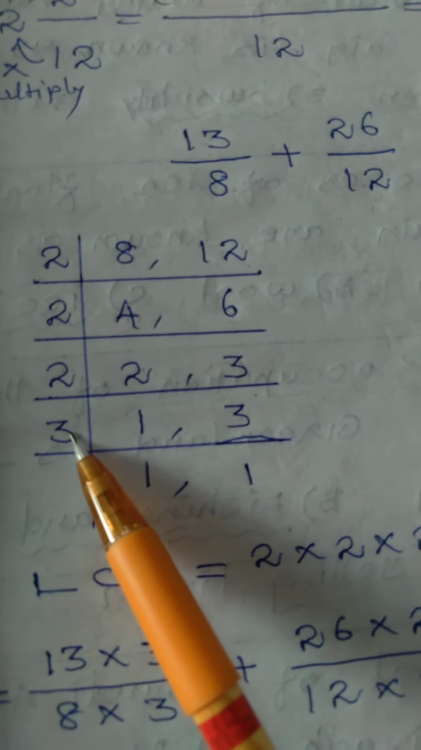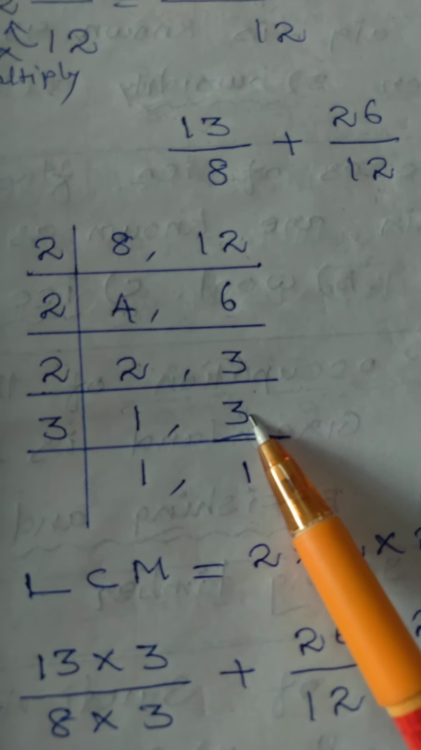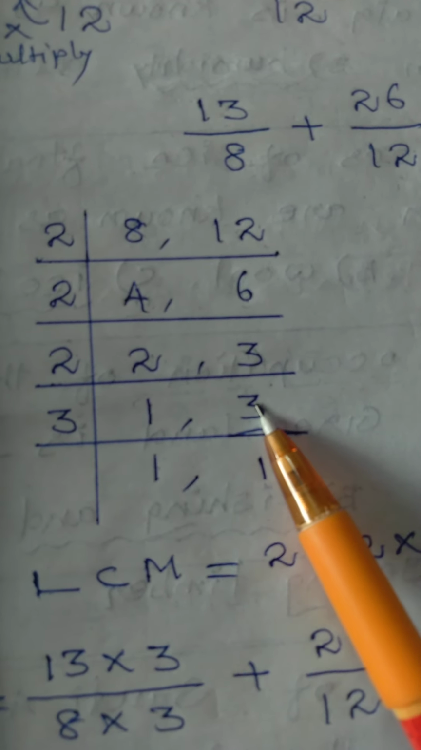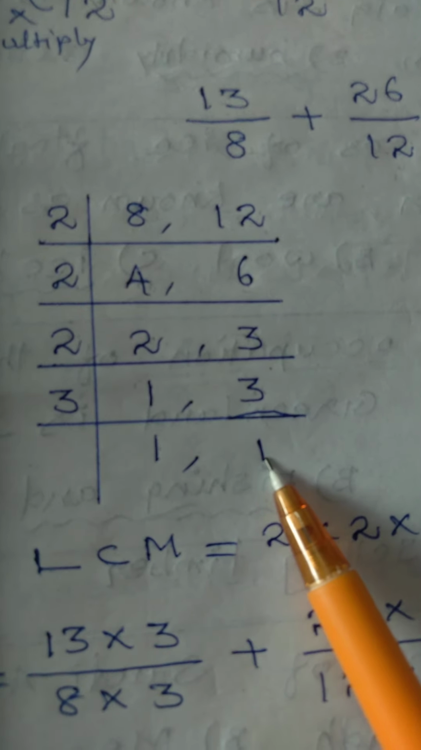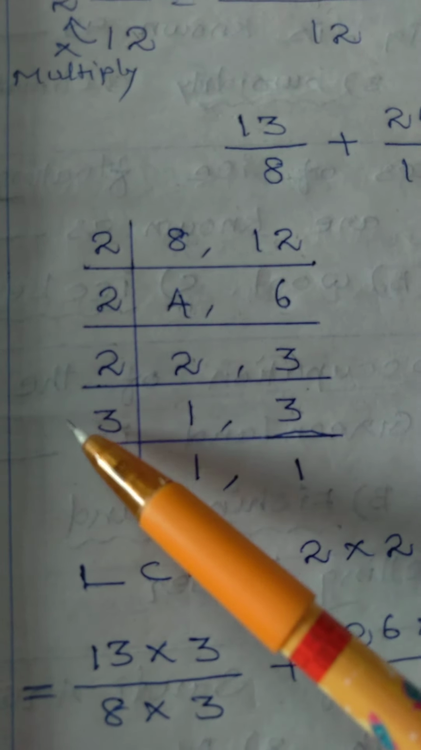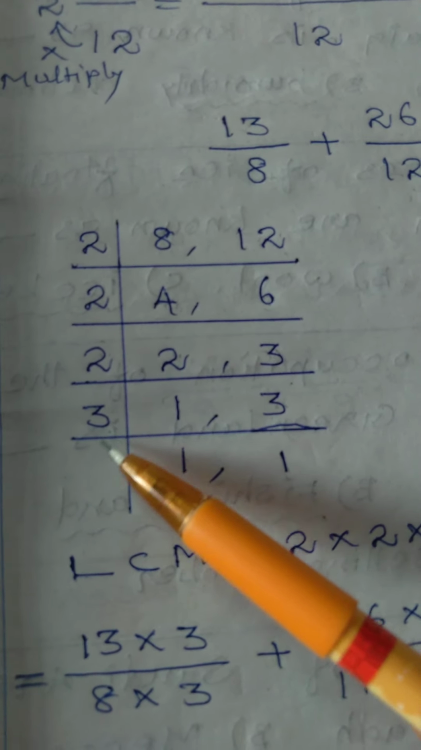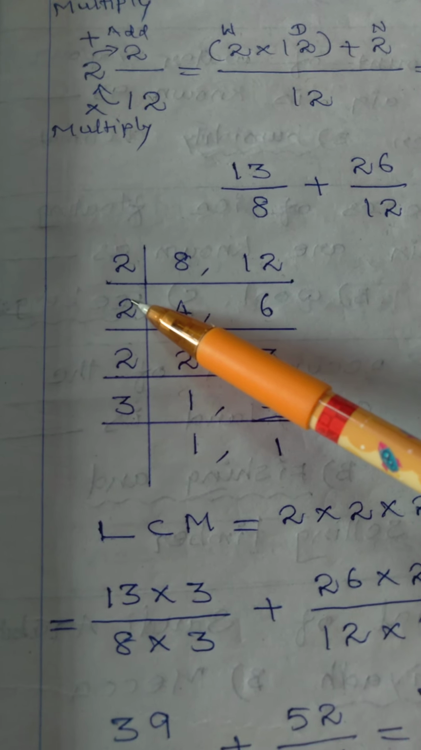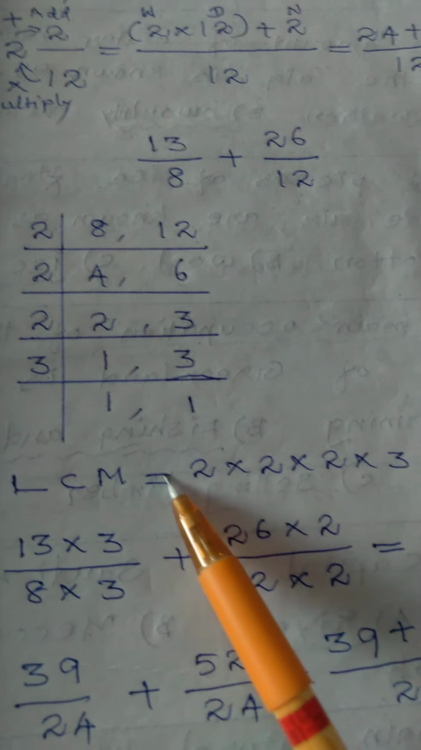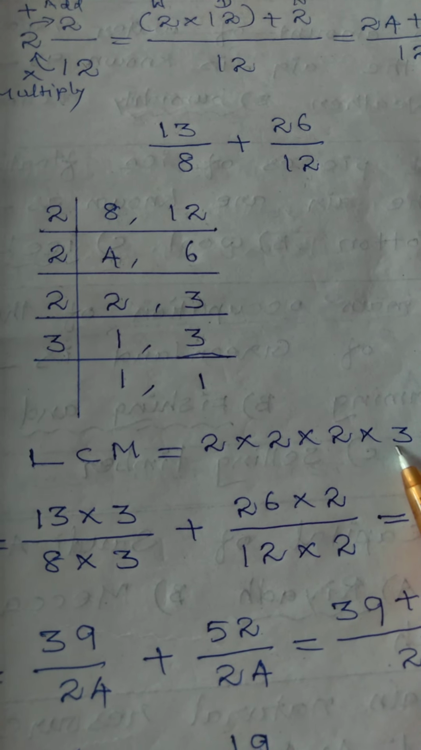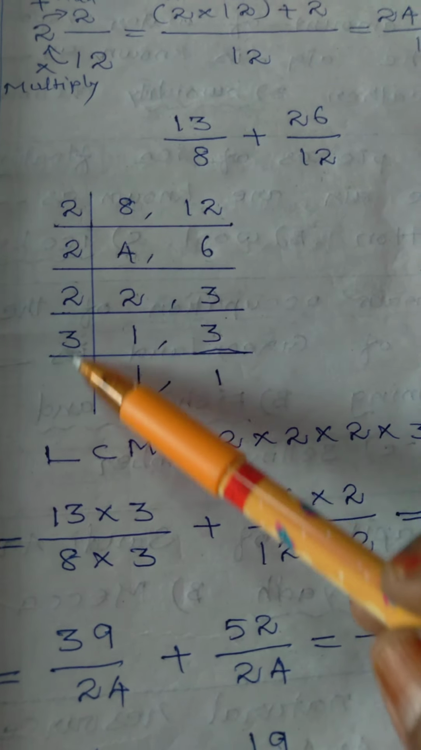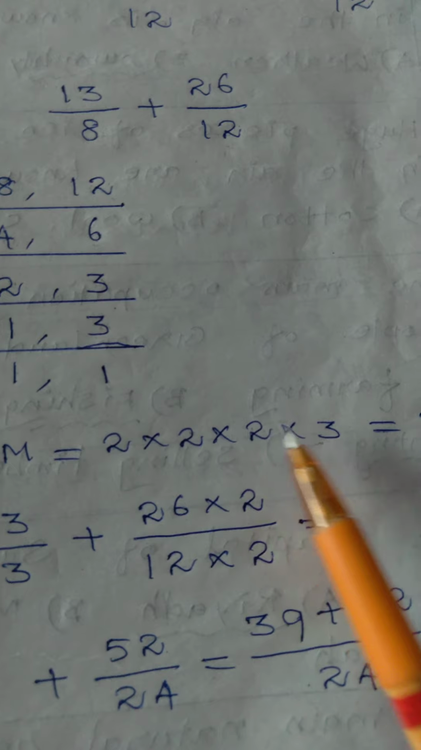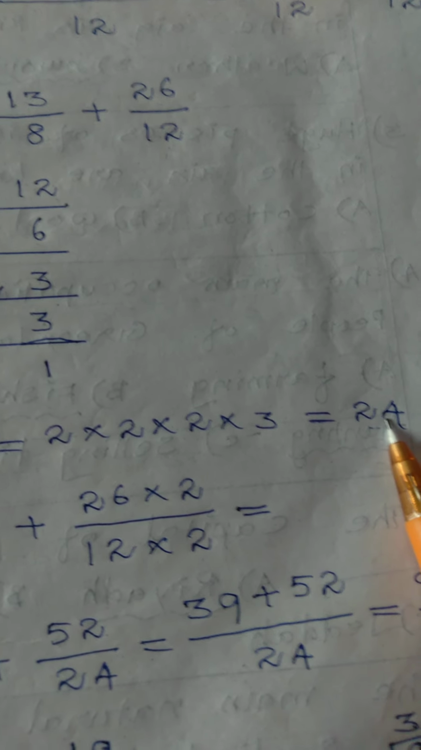Next we take the number 3 to divide this 3. Here 1 is there, so we write the same 1 down. Next, 3 in 3 is 1 time. These are the factors. LCM is equal to 2 into 2 into 2 into 3. How to write this number? 2 into 2, 4, 4 into 2, 8, 8 into 3, 24. The LCM is equal to 24.